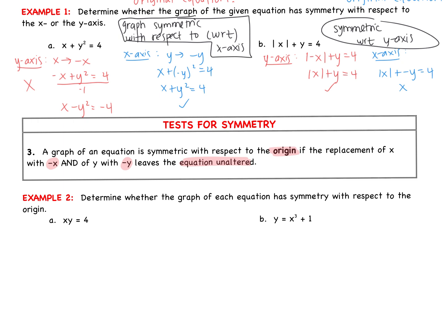So that's what we're going to do. Negative x and negative y, see if you get the original equation. So in example A, I put in a negative x and a negative y. A negative times a negative, though, is going to give us a positive. So we get xy equals 4. That's our original equation. So we say, yes, symmetric with respect to the origin.